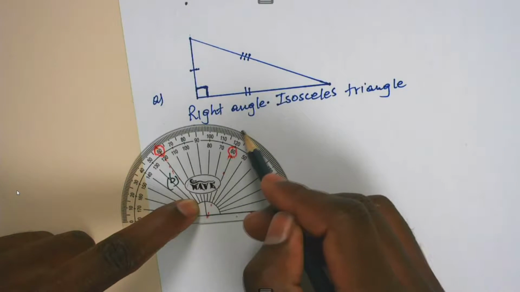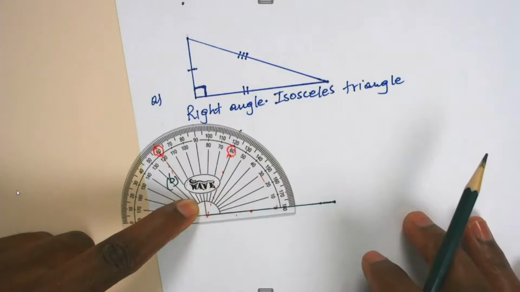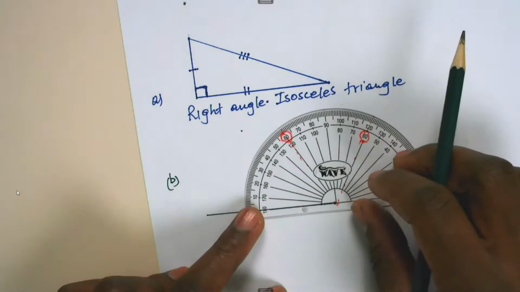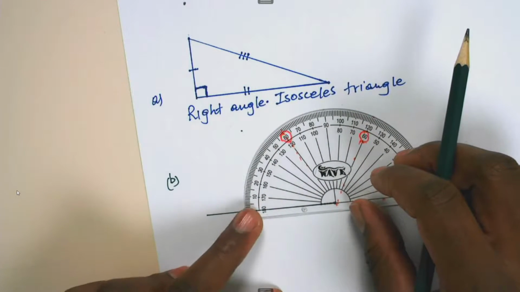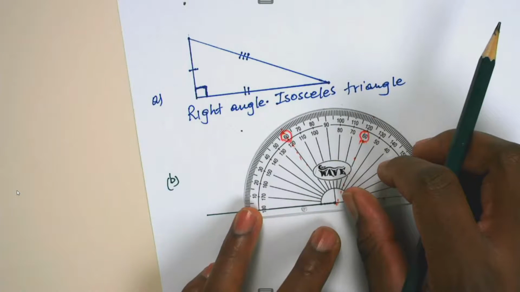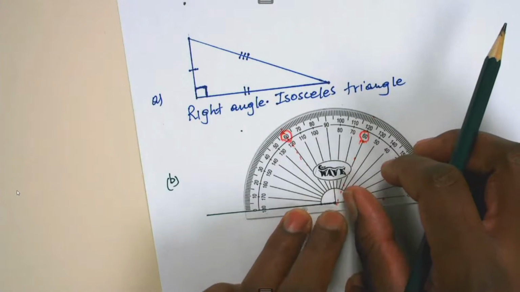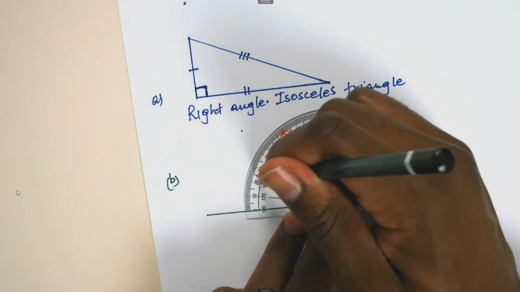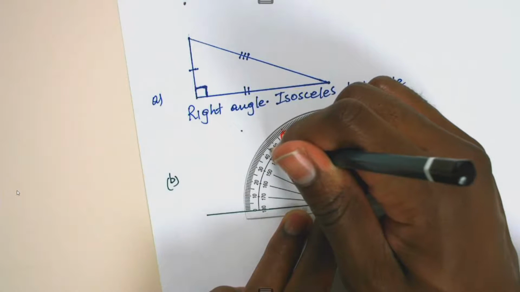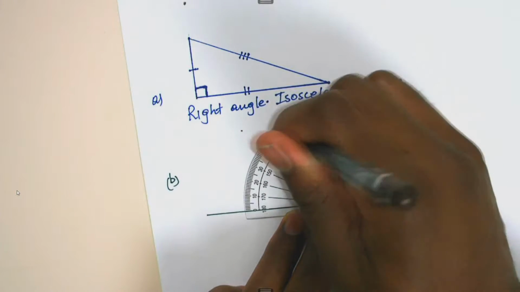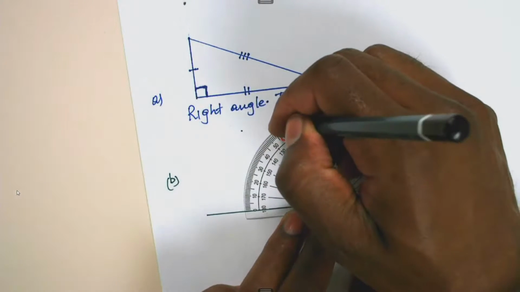Now, if 60 is here, I will also put my vertex here. Where my vertex will be, I will put the center of my protractor. Then I will count with the outside counters. Here it will be 10, 20, 30, 40, 50, 60. This will be where my 60 will be.